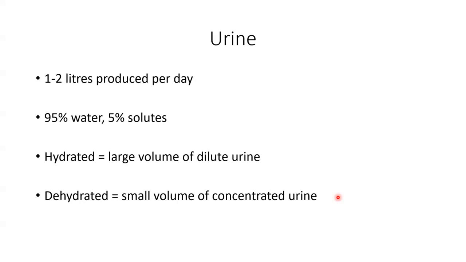Now, the hormone antidiuretic hormone, or ADH, controls whether dilute or concentrated urine is formed. In the absence of ADH, urine is dilute. When ADH is present, more water is reabsorbed into the blood, and so a smaller volume of concentrated urine will be formed.